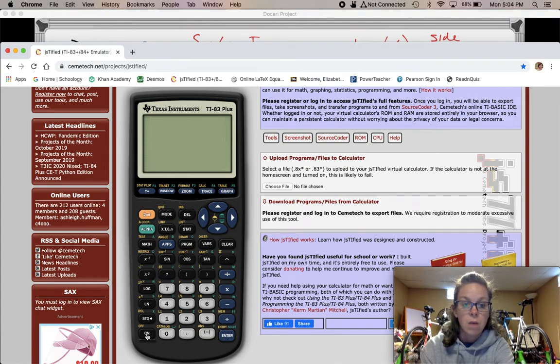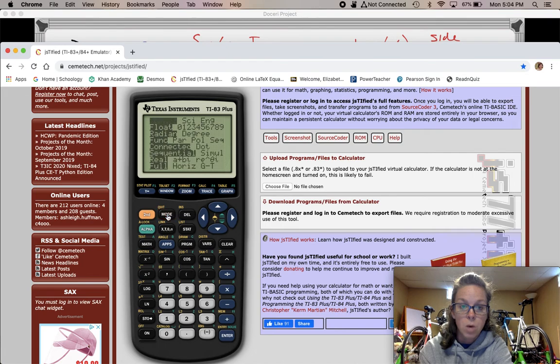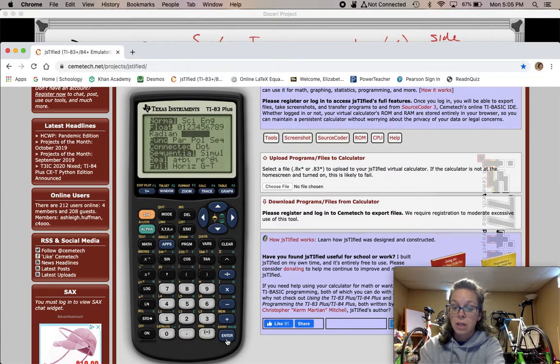So on here, I'm going to go ahead and turn it on. And then the first thing you need to do, and you only need to do this once, but it's very important, go into your mode and see on this third line down on mine, it might be the fourth line down on yours, depending on what kind of calculator you have, are the words radian and degree. We actually need the word degree selected. So I'm going to come down over onto the word degree, and I'm going to press enter so that that word degree is selected.